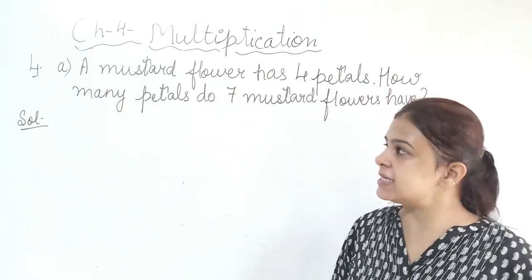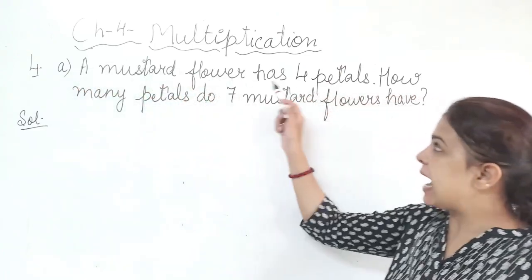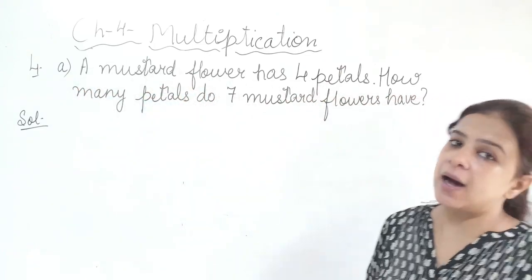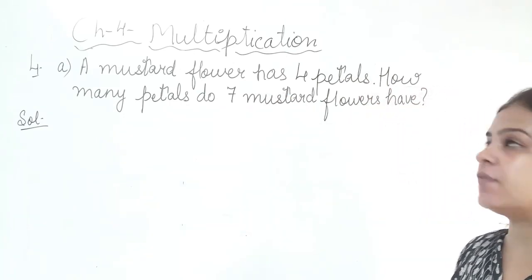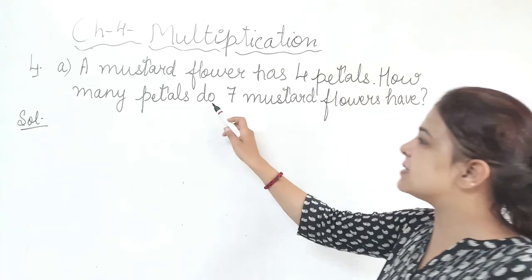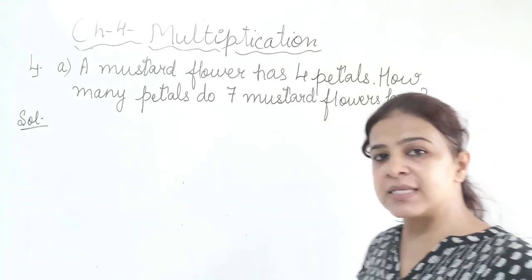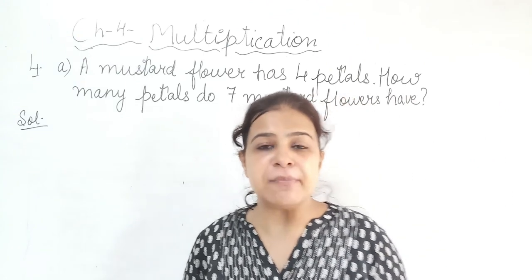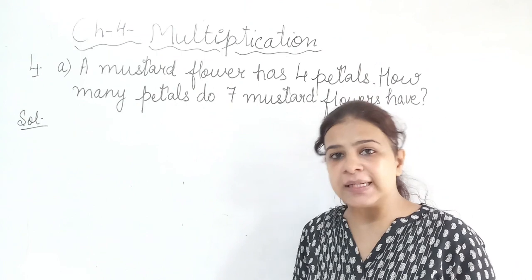Before solving this, I will read the question. A mustard flower has 4 petals. How many petals? 4 petals were there in the mustard flower. How many petals do 7 mustard flowers have? What will we do in this case? We will add, multiply, subtraction. What will we do? We will multiply.